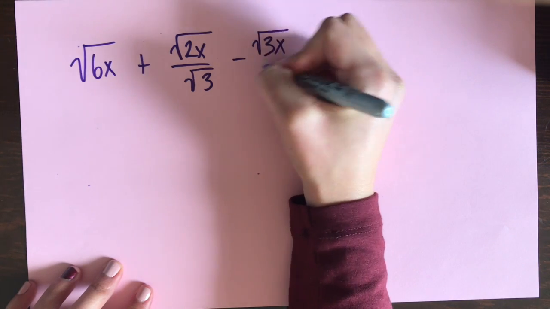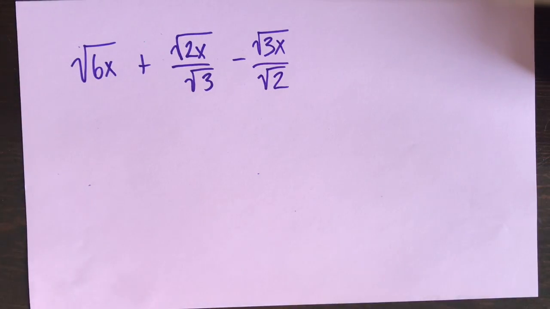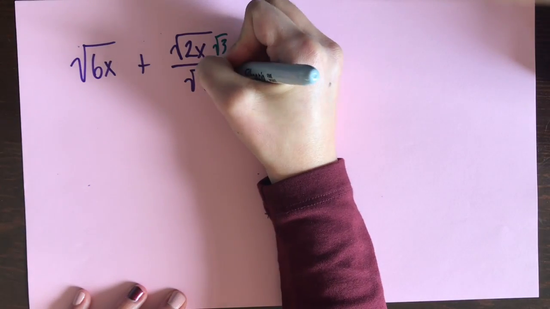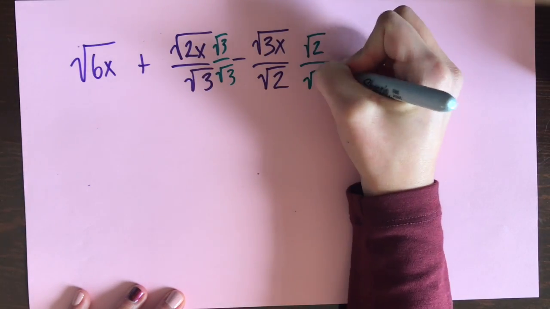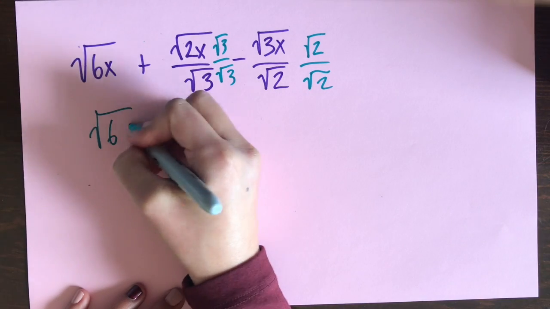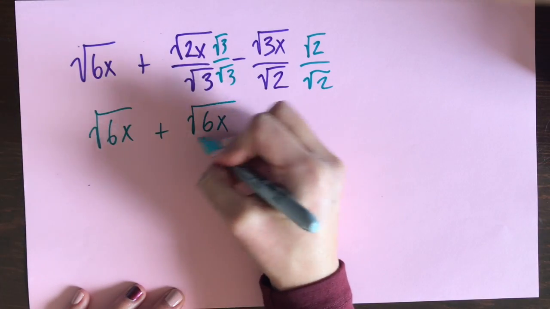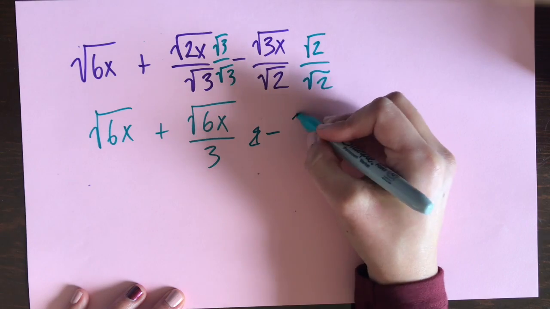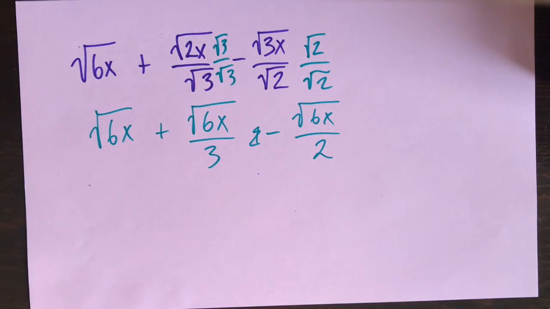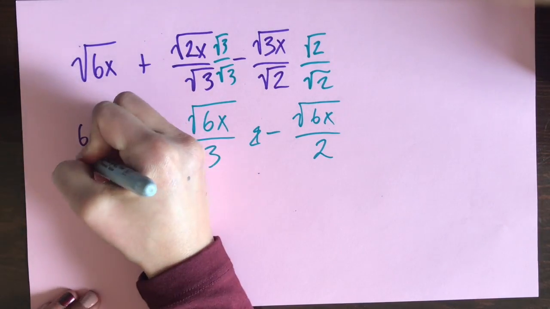We're going to do another problem where we have the square root of 6x plus the square root of 2x over a square root of 3, etc., etc. Anyway, the first thing I'm going to do is get rid of the radicals that I don't like by multiplying by rad 3 over rad 3 and rad 2 over rad 2 to each of those individual terms. So I end up with rad 6x over 3 minus rad 6x over 2.